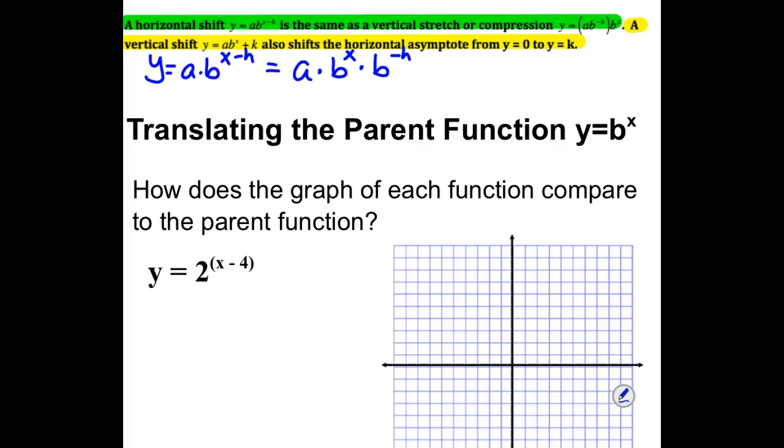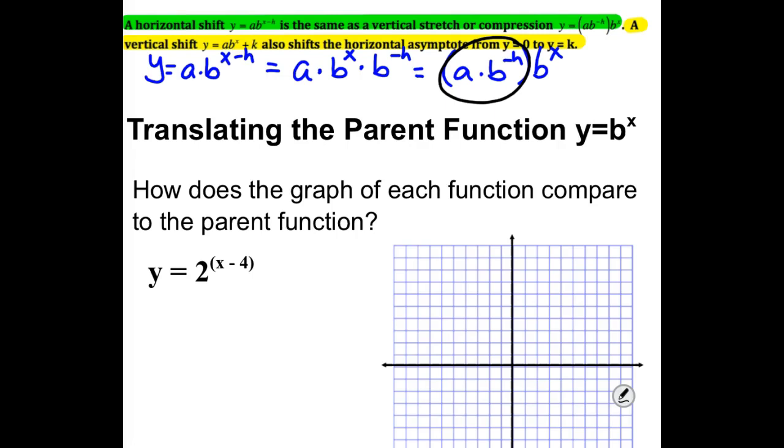Okay? Then I can rearrange these and put the b to the negative h in front. I'm still multiplying all those pieces together, but now if I group this, that becomes my new a value. All right? Because b to the negative h can be calculated. Those are all going to be numbers that we can figure out. So a times b to the negative h power is just going to be a number in front of that b to the x.